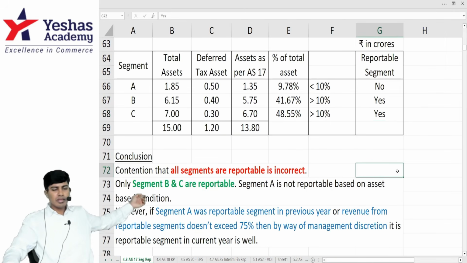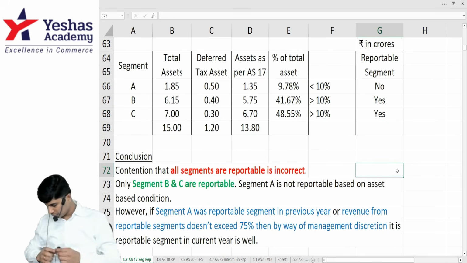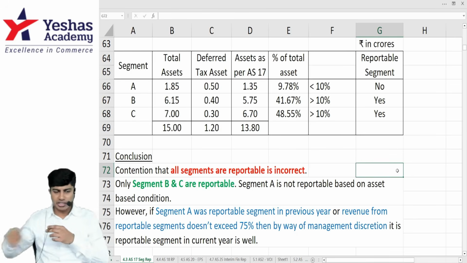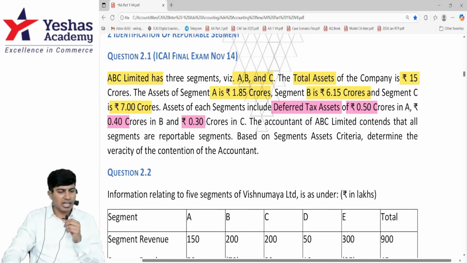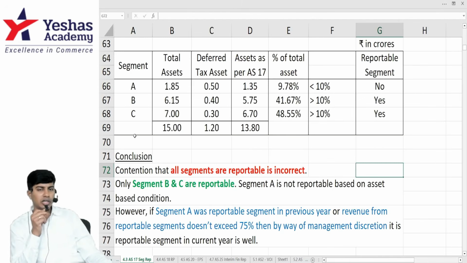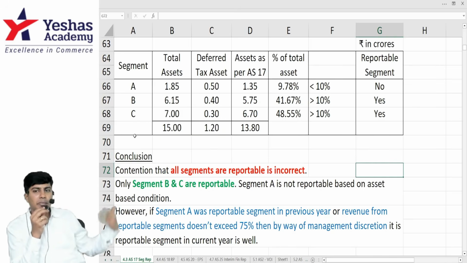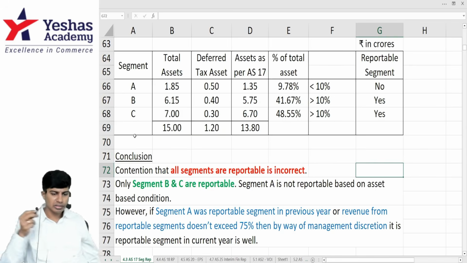Copy quick. Read the conclusion as you write. They've given one conclusion in the question, I guess. See, what are they told? The accountant of ABC Limited contends that all segments are reportable. Is the accountant right? No. Based on asset criteria, only segments B and C are reportable. Maybe segment A is reportable based on management discretion or for the purpose of the 75% criteria. But based on asset criteria, only B and C. Copy quick.